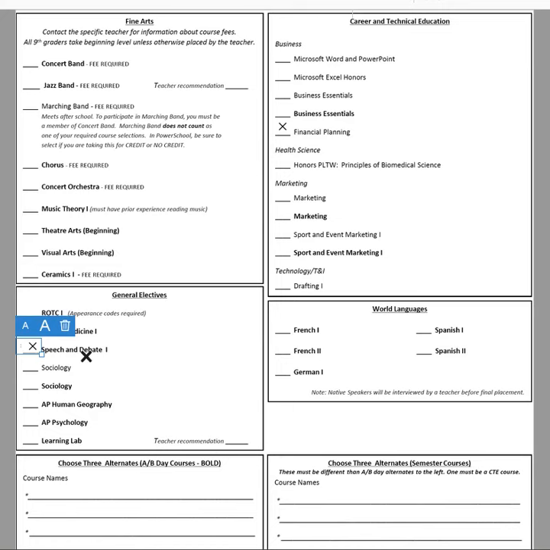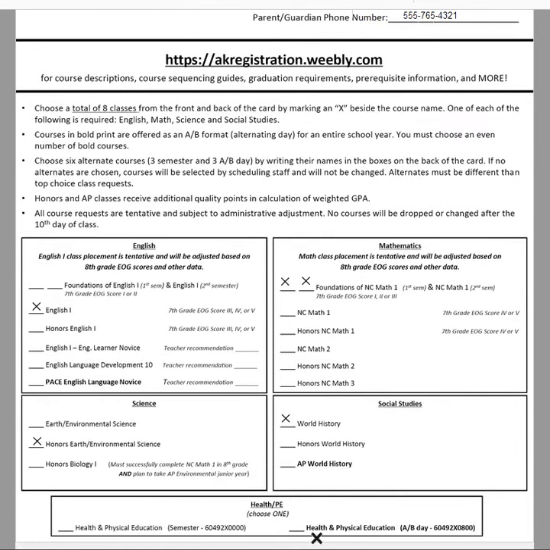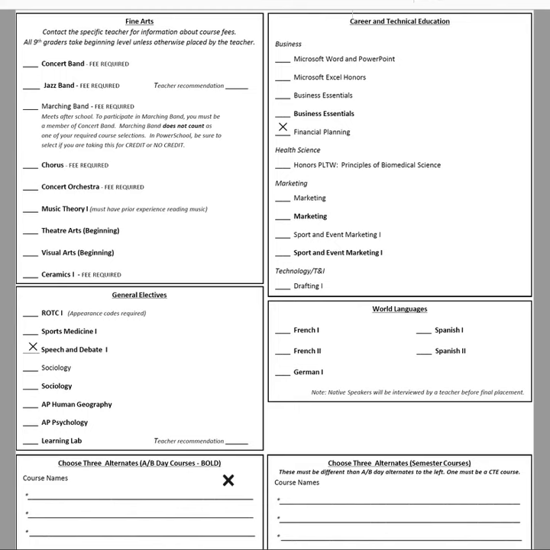The speech and debate class is bold and the financial planning class is not bold. So because I have 1 bold elective class, I know that I need to go back to the front of my card and choose bold health and PE as my health and PE class so that I have an even number of bold classes on my card. So now that I've chosen my top 8 classes, I'm going to go to the back and start working on my alternates.